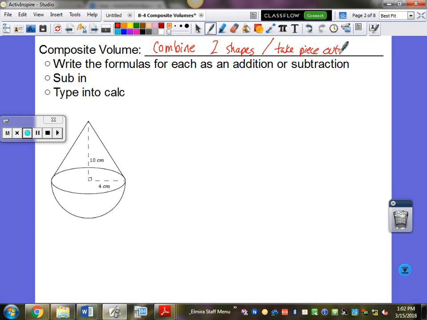Okay, so what you're going to do is look at each diagram and think about what two shapes you're going to either combine or take away, and then write that down. So like the first diagram, I see a cone on top of a hemisphere. So I've got a cone being put on top of or added to a hemisphere. I'll just say hemi. Okay? Then we're going to write the formulas for each one. Now remember, you don't have to memorize the formulas. You have a sheet with the formulas on them.